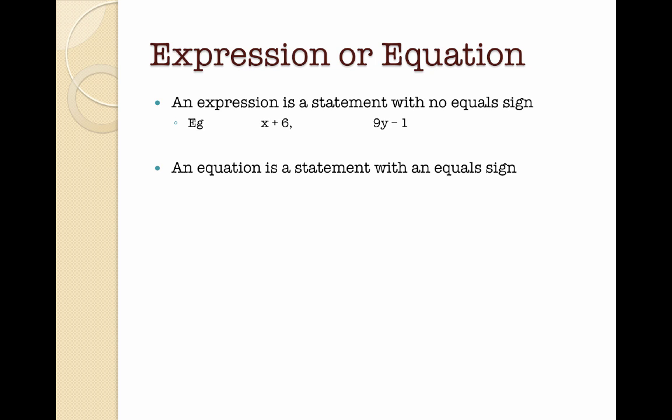An equation, however, is a statement with an equal sign. So x plus 6 equals 11 is an equation with only one possible solution, x equal to 5. And for 9y minus 1 equals 8, there is only one solution that makes that true, and that is y equals 1.